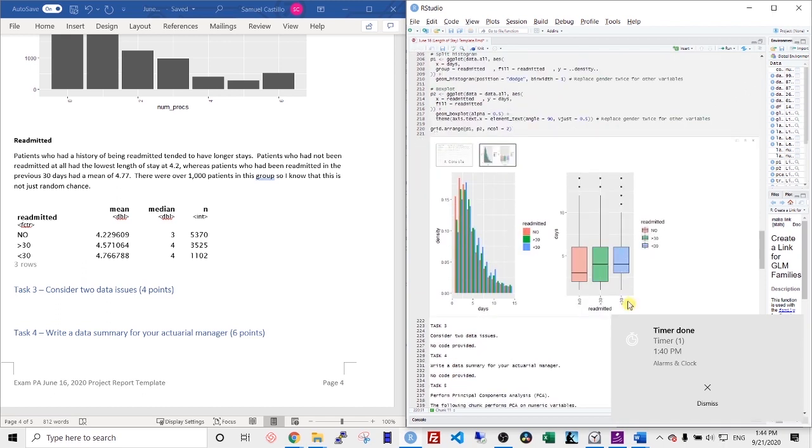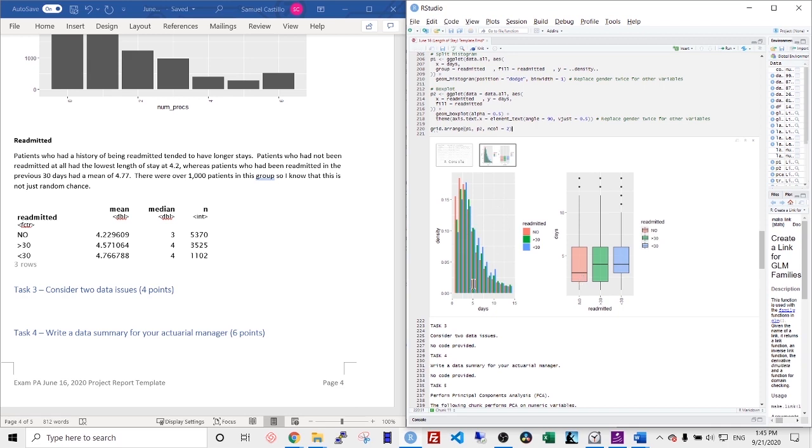So here, on the box plot on the right, you see the median value as the center line, and then the top of the box is the 75th percentile. The bottom of the box is the 25th percentile. So for patients who have been readmitted in the previous 30 days, you can see that they have a higher median length of stay, and that their distribution is also higher because the 25th percentile is higher than the 25th percentile for patients who haven't been readmitted.